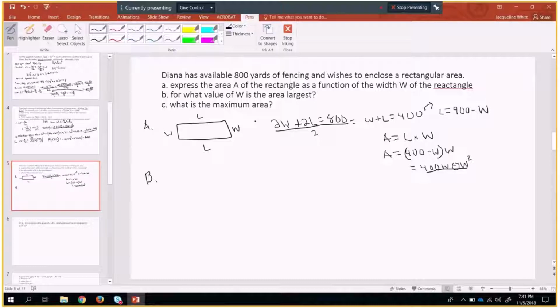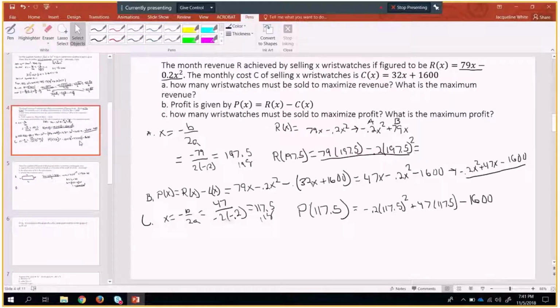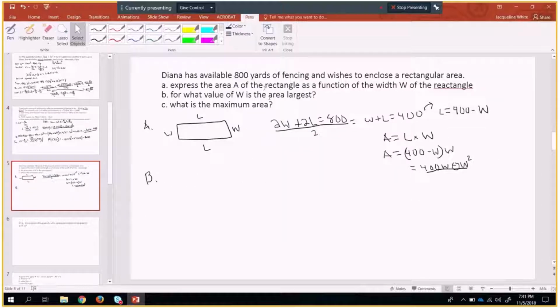For what value of W is the area largest? Wait a minute, didn't we do something similar in the past question? It says how many wristwatches must be sold to maximize revenue, and this one says for what value of W is the area largest. Those are two of the same questions, so we're going to do the same exact thing for both of them.